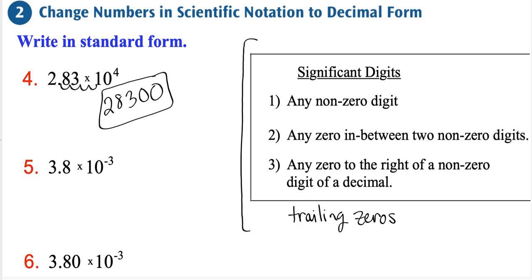Do we have correct significant digits? I have 3 here. I have 3 here. And again, remember, those zeros don't count because they're not trailing behind a decimal.